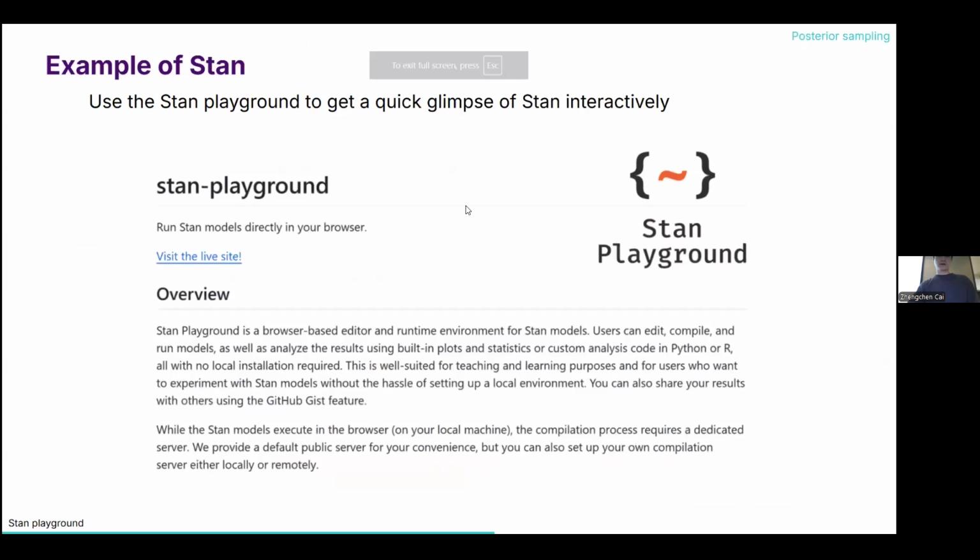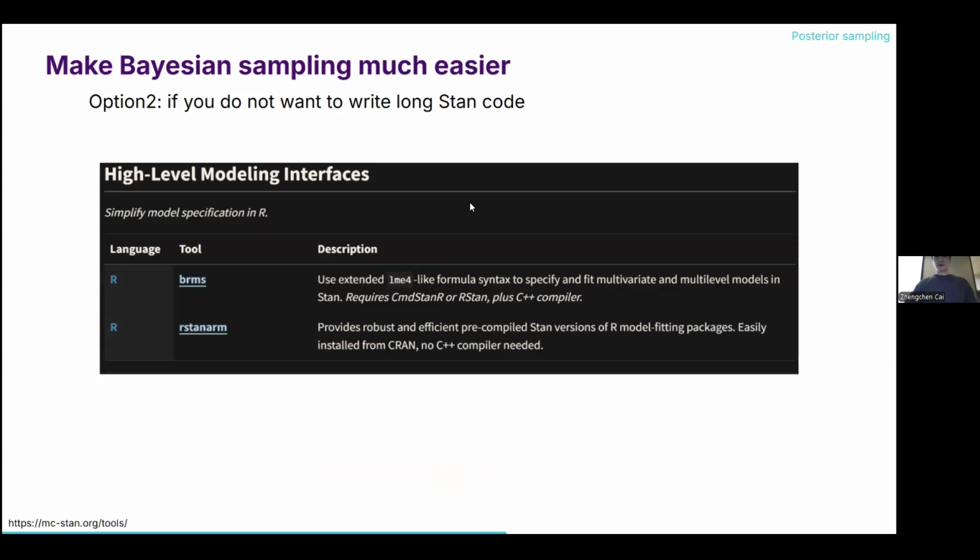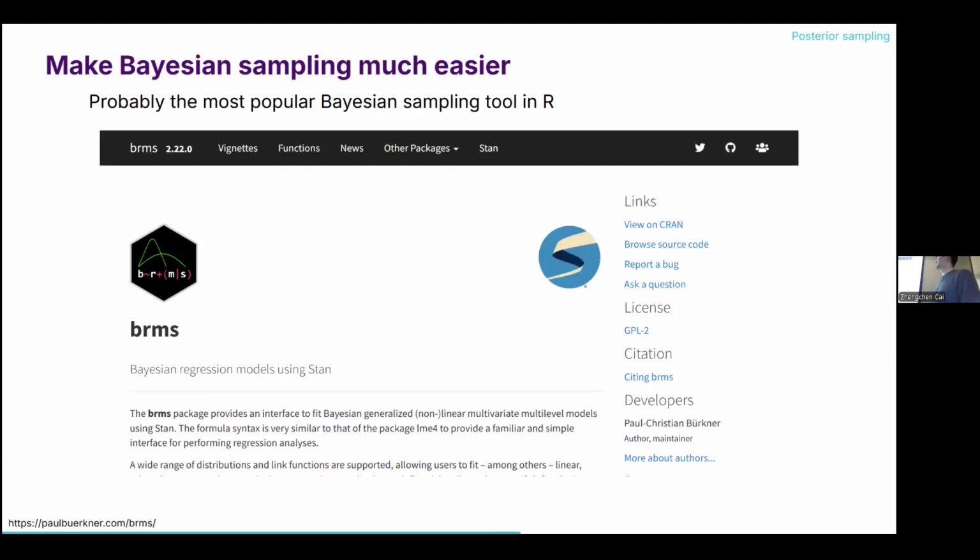We can go back to the second option, which will make your life much easier. You don't have to write that long Stan code chunk, and you will use some high-level modeling interface. And I will mainly introduce you to this very popular tool called BRMS. It's also from the Stan team, right? But this has to work with R. You have another similar version in Python. We can talk later.